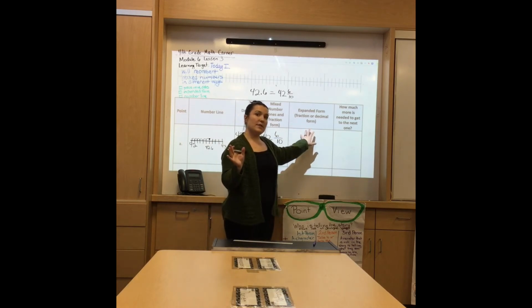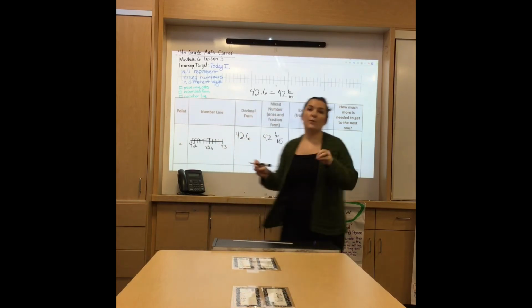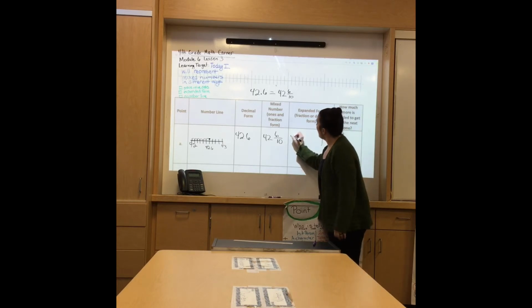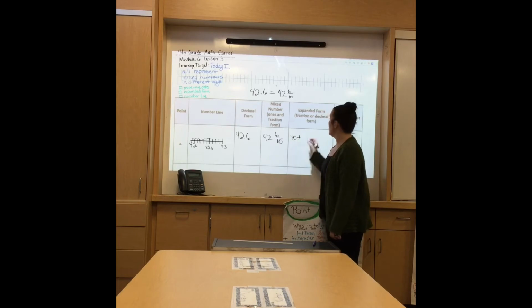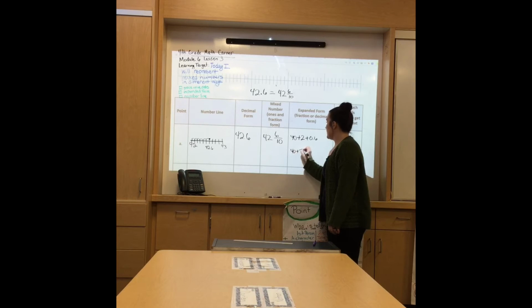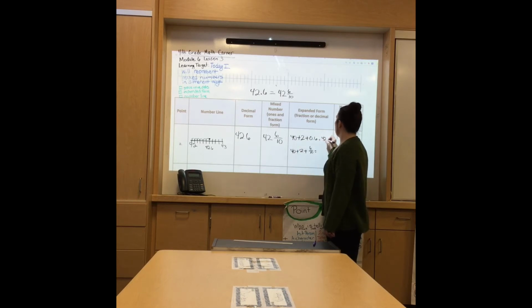Our expanded form is slightly different than what they wanted you to do. We are going to group the tens, the ones, and then our decimal groupings together. So this is going to be 40 plus 2 plus 0.6, or you can go 40 plus 2 plus 6/10. Okay, so this is going to be 42 and 6/10, 42 and 6/10.